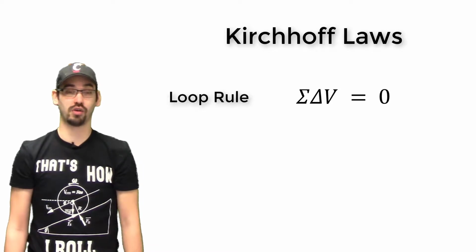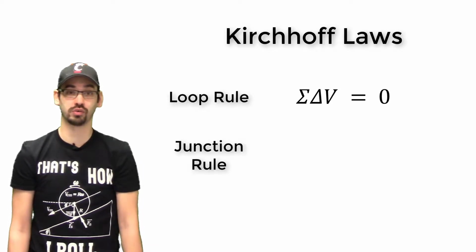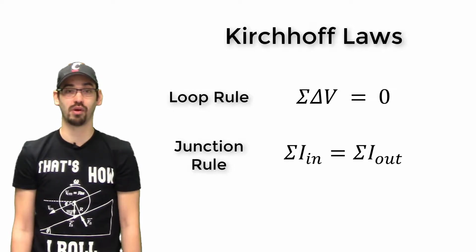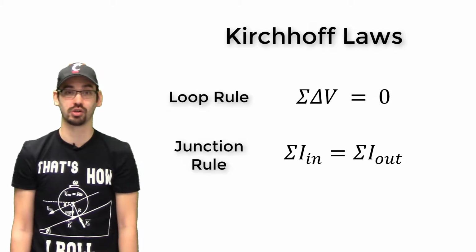The second of Kirchhoff's laws is what's called the junction rule. This says that the sum of all currents going into some junction is equal to the sum of the currents leaving the junction. When applying Kirchhoff's law, it's imperative to draw the directions of the current as well as the directions of the loop. By doing this, you'll be sure to have the correct signs for your loop equation. Let's look at Kirchhoff's laws in action.